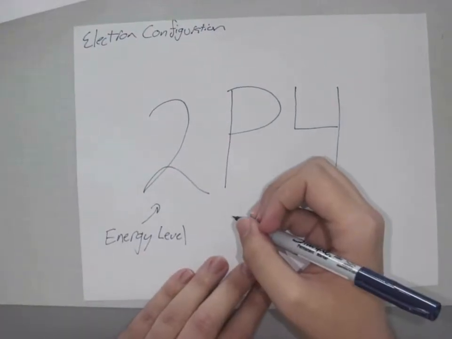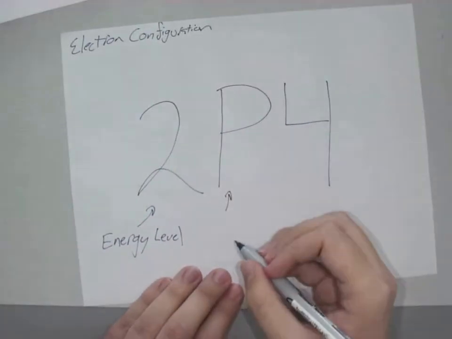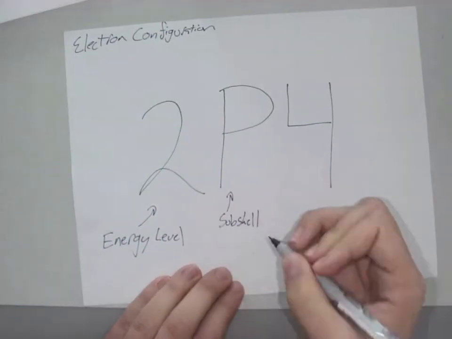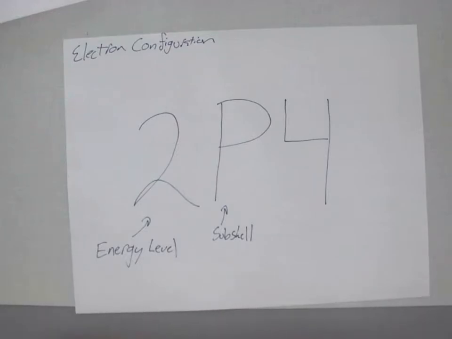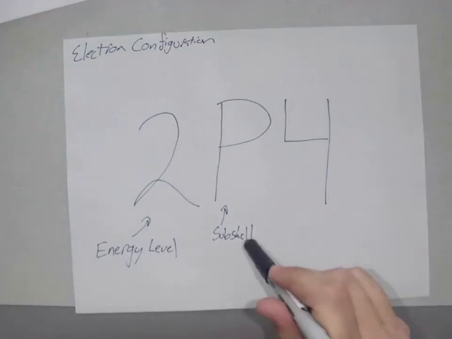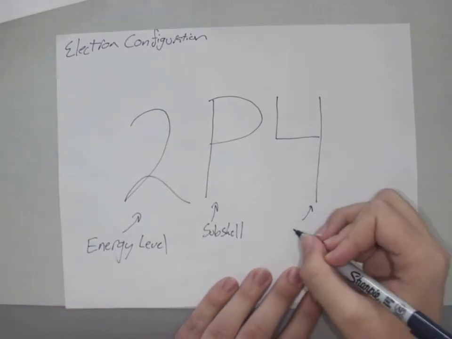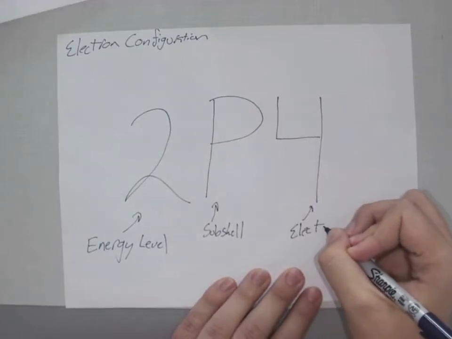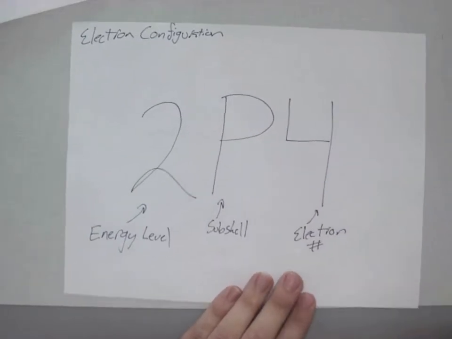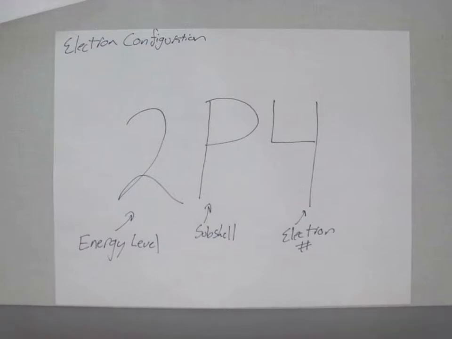Second thing we need to know is the subshell. That is this P here, also known as the subshell. If you remember, we had the S, the P, the D, and the F. Being a P, we now know what the orbital looks like that we will find our electron in. And finally, this 4 is the electron number within the subshell. In this case, we have electron 4, so it's the 4th electron within the P subshell.